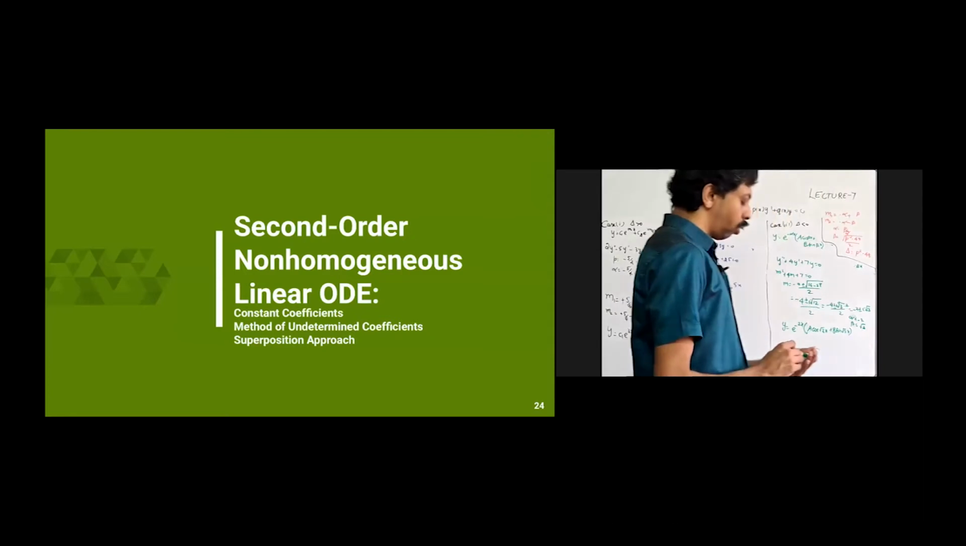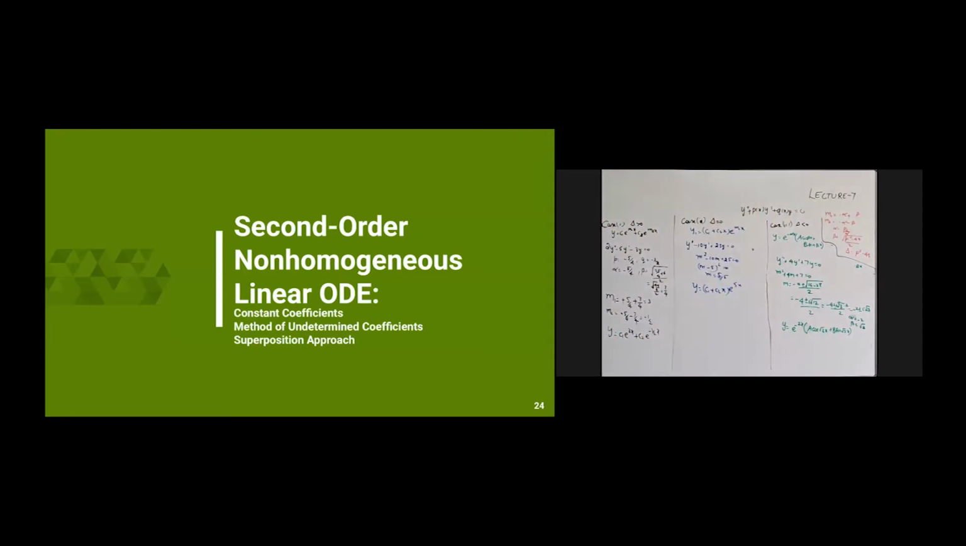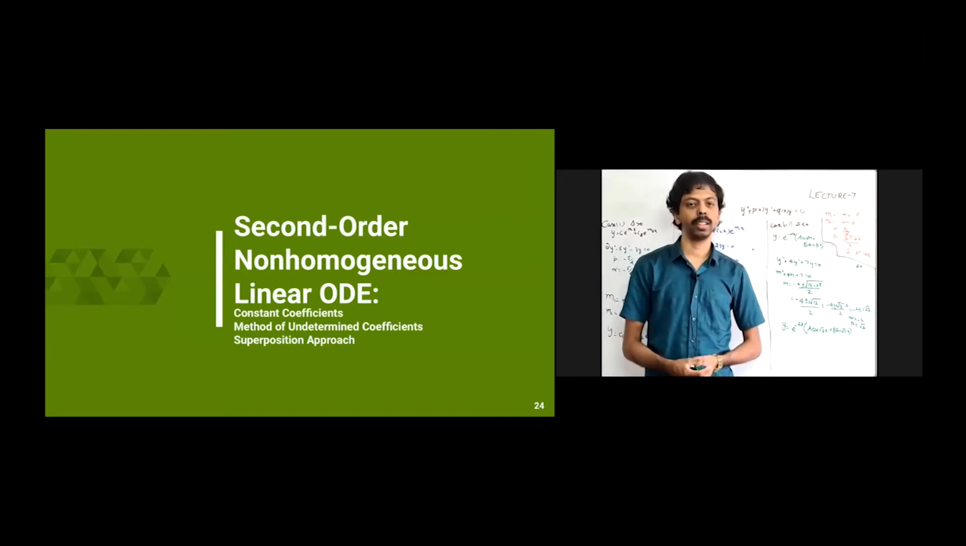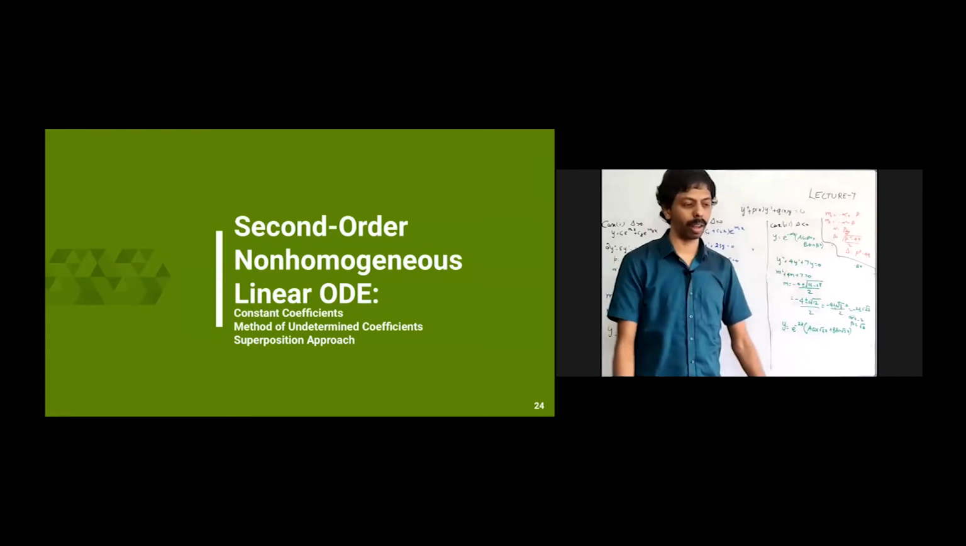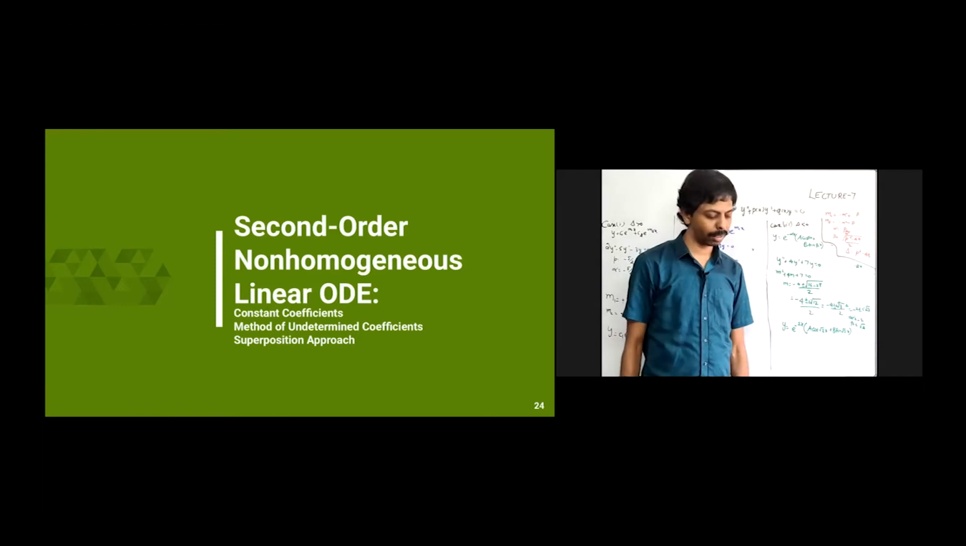So for constant coefficients, we have done the second order non-homogeneous linear ODE, and the homogeneous cases we have done already. Now we are going to deal with the non-homogeneous ODE, which means I am going to have an R(x) term here. How are we going to find the solution? There are 3-4 different methods, so we will classify them one by one.